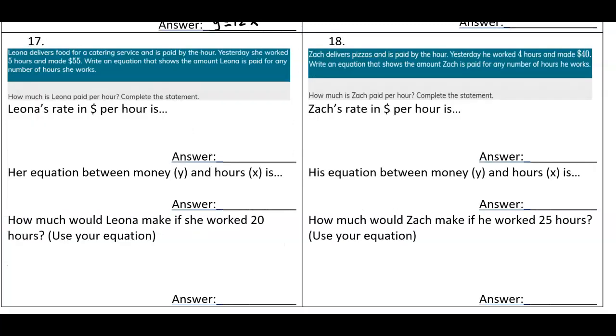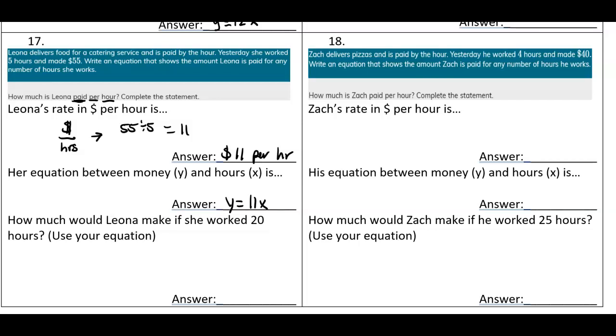Number 17, Leona delivers food for a catering service and is paid by the hour. Yesterday, she worked 5 hours and made $55. Write an equation to show the amount she is paid for any number of hours she worked. So how much is Leona paid per hour? So paid per hour. So that's dollars divided by hours. So in this case, it's 55 divided by 5. So she gets $11 per hour. Write an equation. So that's between money y and hours x. So y equals our constant of proportionality, which is 11, x.